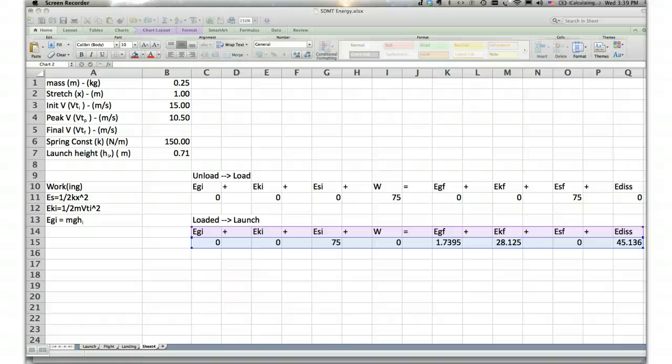So here's how you can approach using Excel to create energy bar charts. This would be for the teacher, the moving teacher. We're assuming the balloon has a mass of 1/4 kilo. I'm assuming that you stretch your launcher bands 1 meter. The initial velocity, that's the total velocity, would be 15 meters per second.